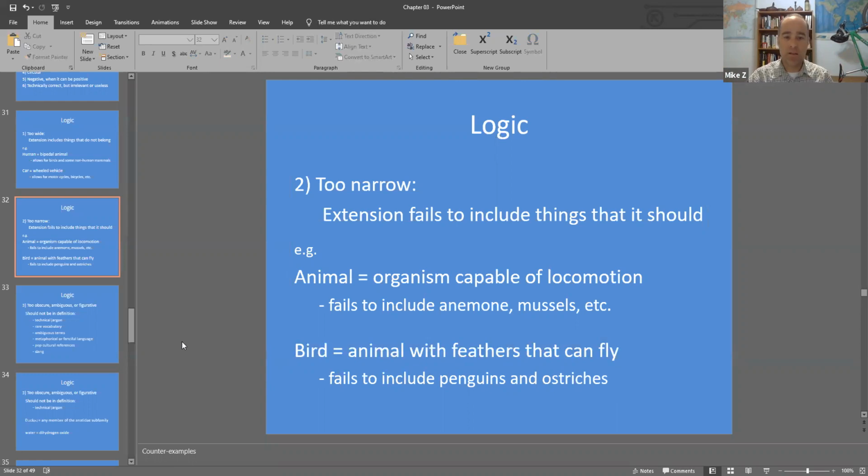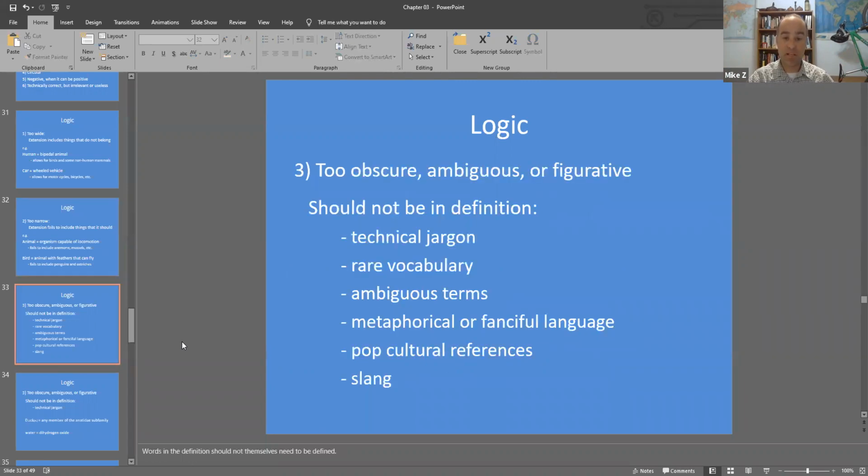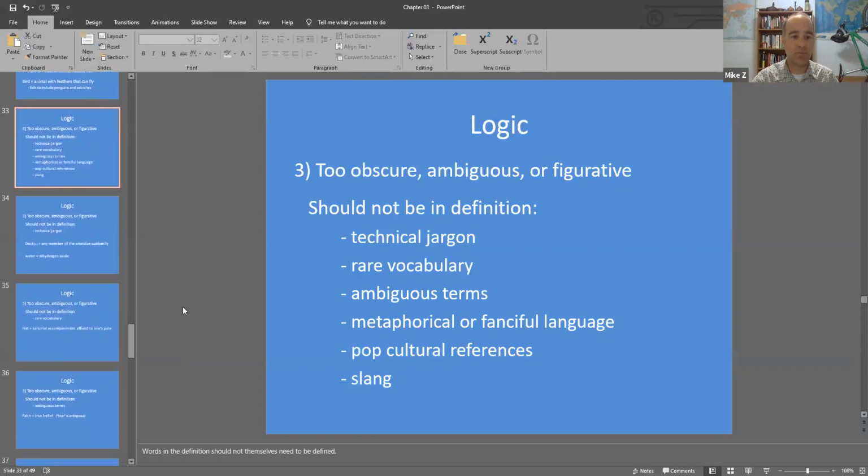Okay, so here's another problem: the terms in the definition could end up being too obscure, ambiguous, or figurative. I've got a bunch of subcategories here that I'm going to go into and give some examples, but the general problem is that the terms in the definition themselves need to be defined in order for us to have any idea what the definition is saying. So for example, you ask somebody to define some term you're not familiar with, and they just start throwing all this technical jargon at you. That's not helpful. If you didn't know what the original term was, you're probably not going to understand any of this technical jargon.